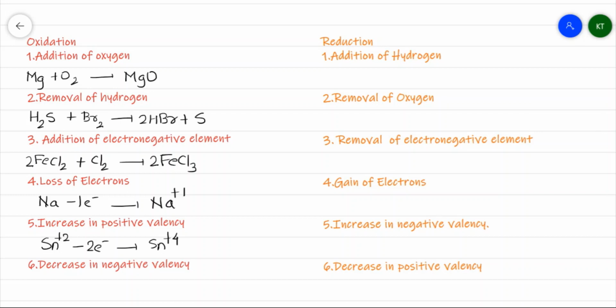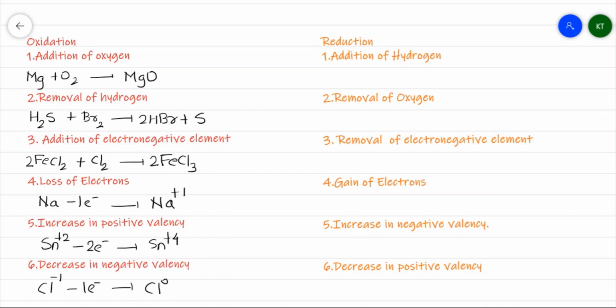Decrease in negative valency. I have Cl-. It will lose one electron and get converted into Cl0. So -1 getting converted into 0, that's considered as decrease in negative valency. That's oxidation. So these are a few definitions of oxidation.